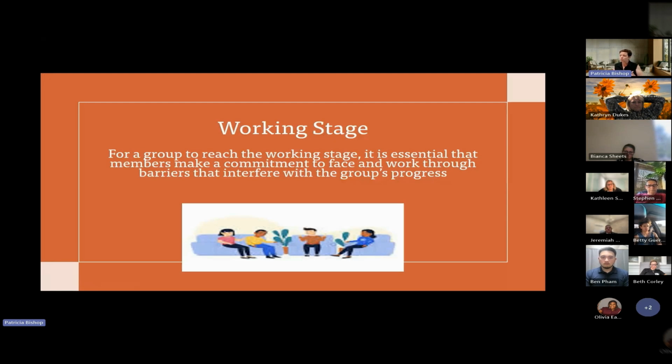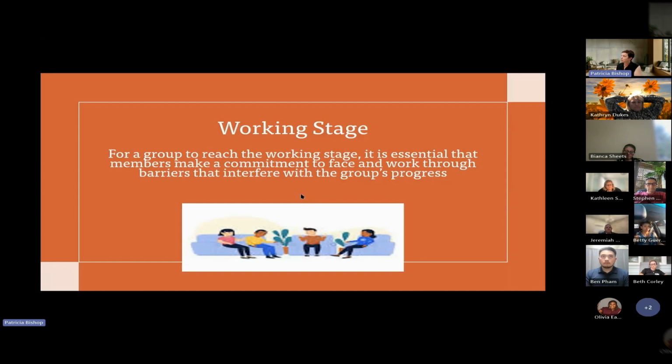And this is when you're going to go into the working stage, right? There's no clear cut after week 7, we're going to be in this stage. It's really the interactions between the clients, more so with each other in the group, that's going to signify the working stage, right? And for a group to reach the working stage, it is essential that members make a commitment to face and work through barriers that interfere with the group's progress, which at this point they have, or they've wrestled with enough of them that they can go into the working stage.